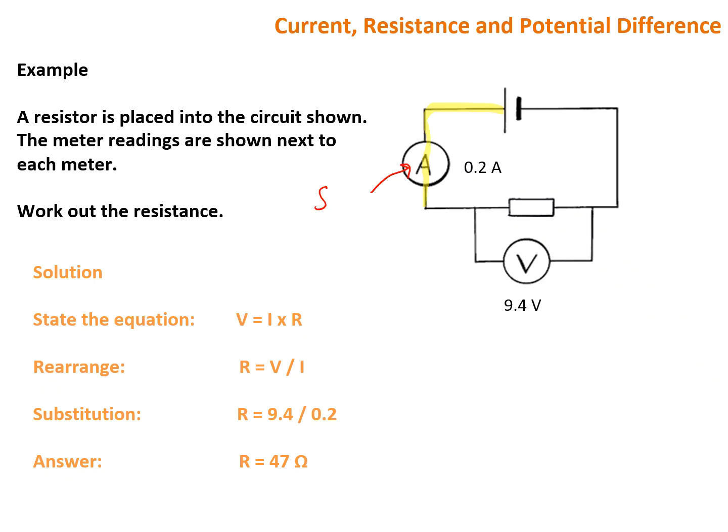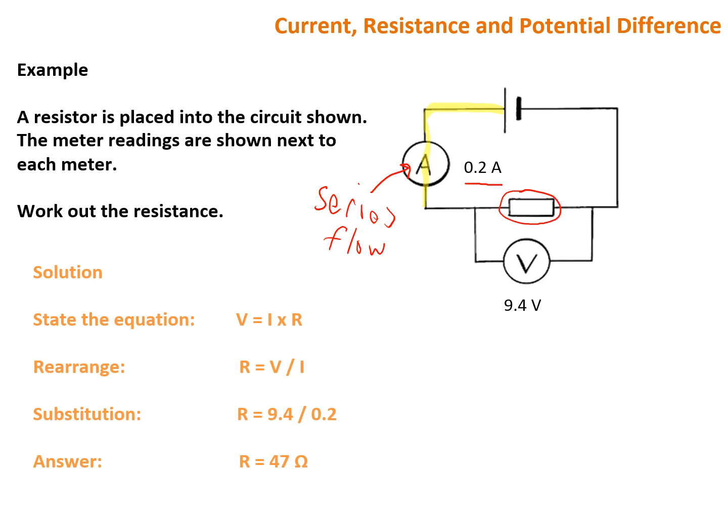That ammeter is in series in the circuit. Series as it's in the path of the electricity. That means the electricity has to flow through it because the current is the flow, and that's what it's measuring. And that's 0.2 amps. Remember, it's asking us to work out the resistance of this object here.